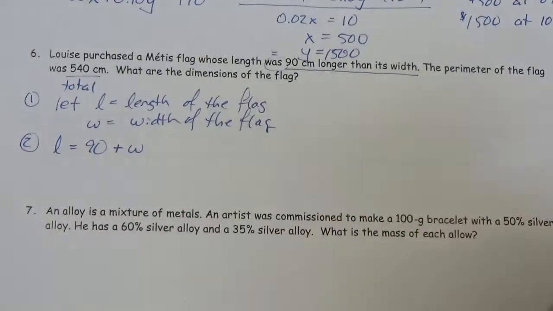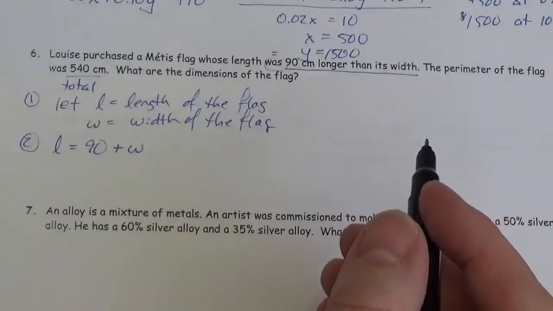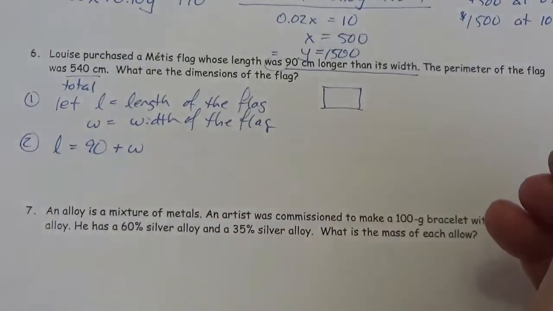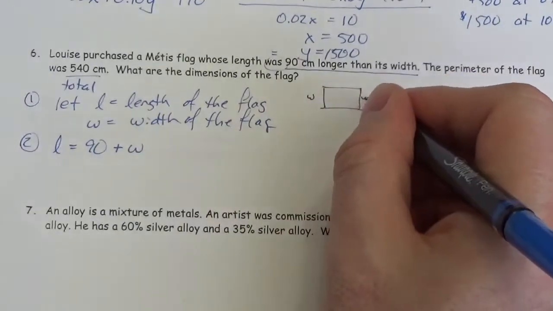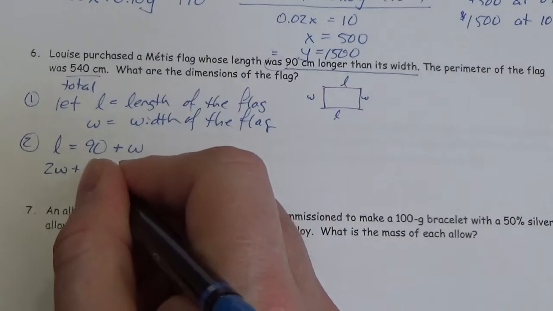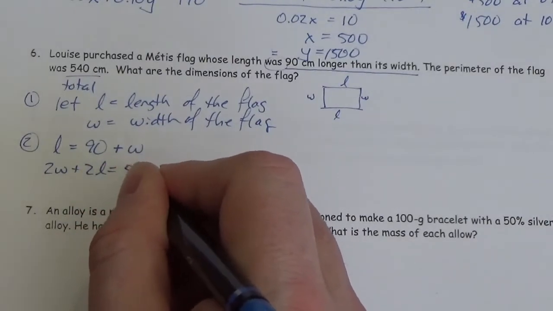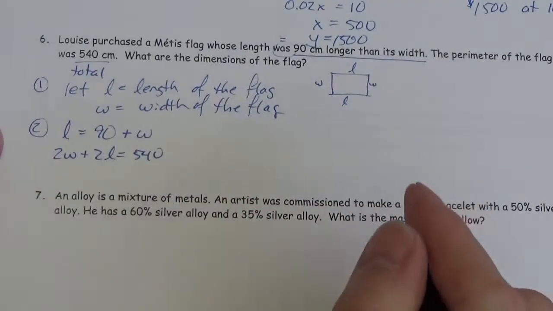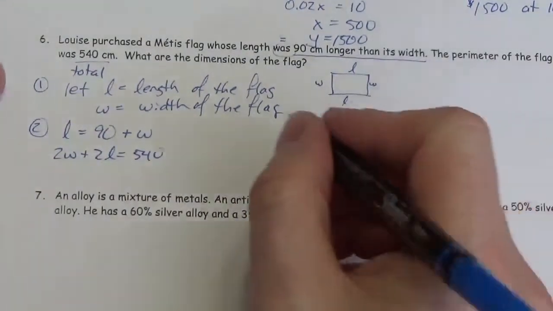Now the next thing they tell me is that the perimeter of the flag was 540. Well, okay, let's think perimeter. The flag is going to be rectangular here. You're going to have width, L. So I know that 2 widths plus 2 L's is going to equal 540. So good. Now I've got two equations, and that's the information I pulled out.